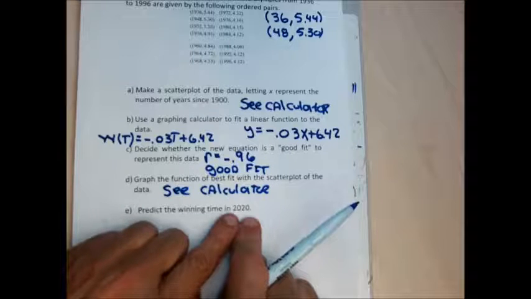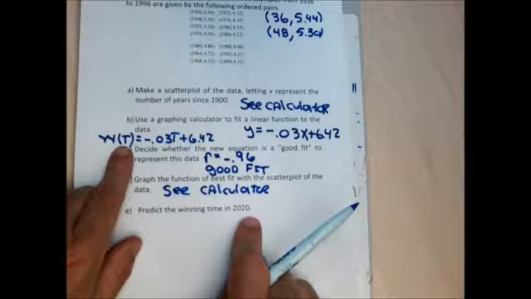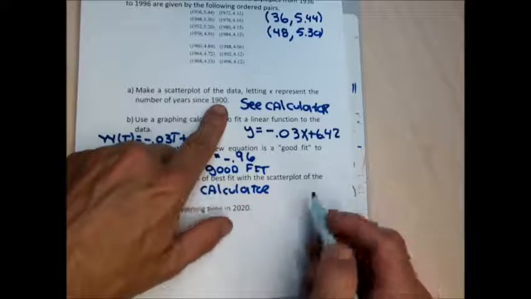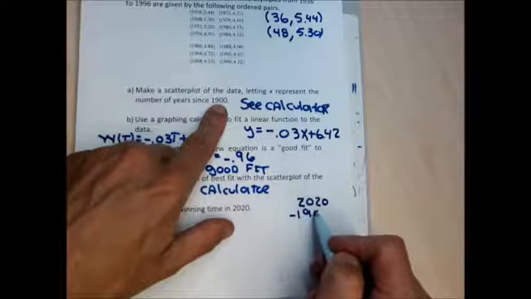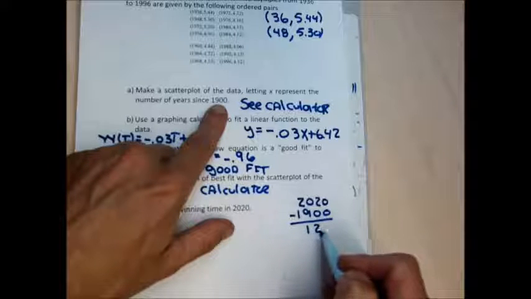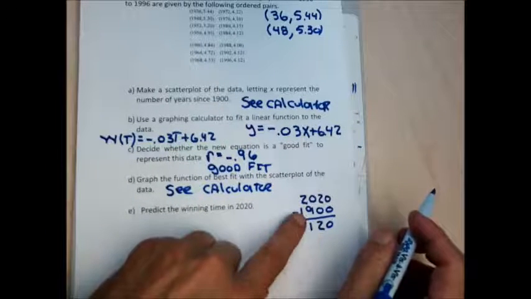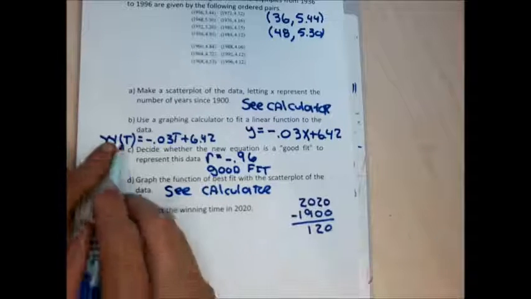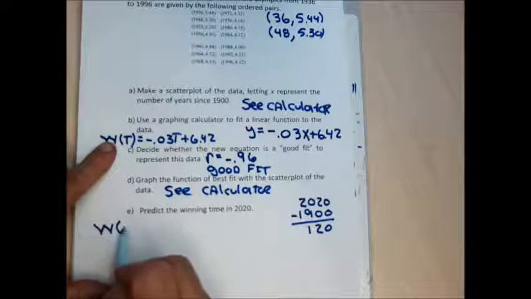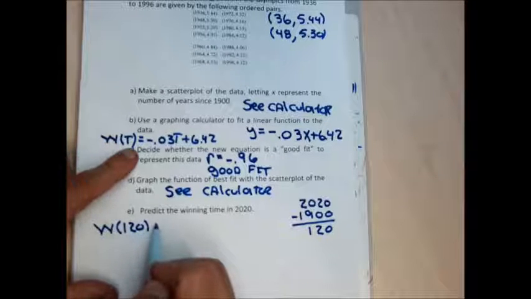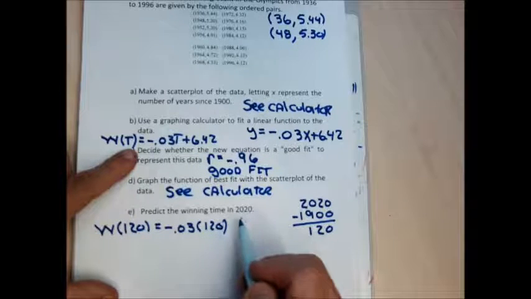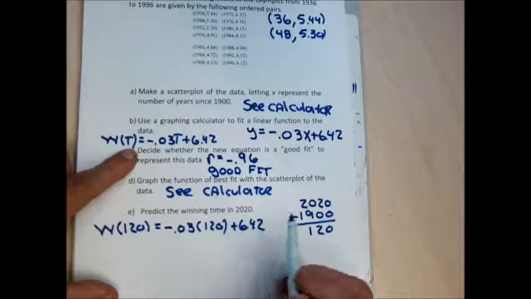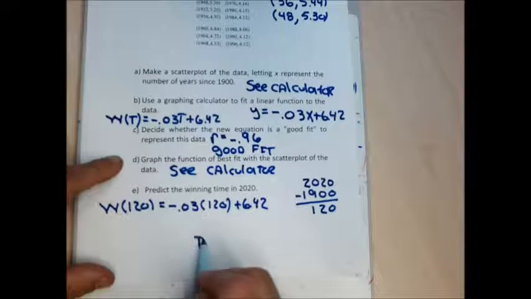Now I need to predict the winning time in 2020. I need to plug a number in for T that represents 2020. Because time 0 is 1900, the time that I'm going to plug in to estimate the winning time in the year 2020 is going to be 120, because 2020 is 120 years after 1900. To estimate the winning time in the year 2020, I'm going to plug 120 in for the time. And whatever it gives me, that's going to be the time in minutes.